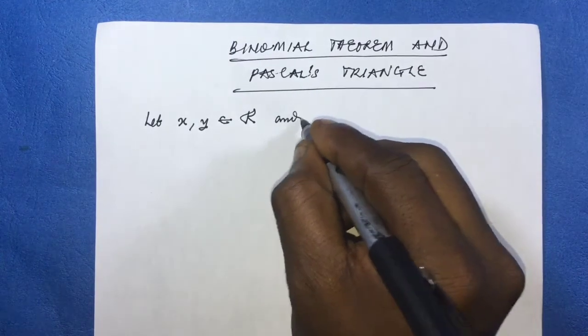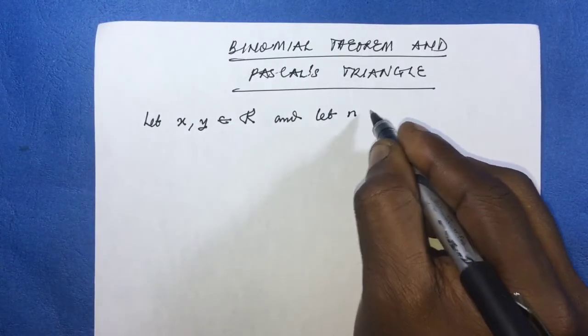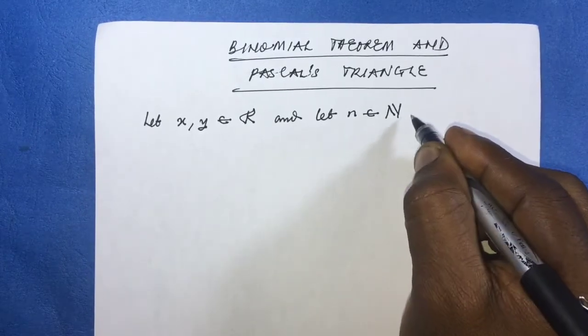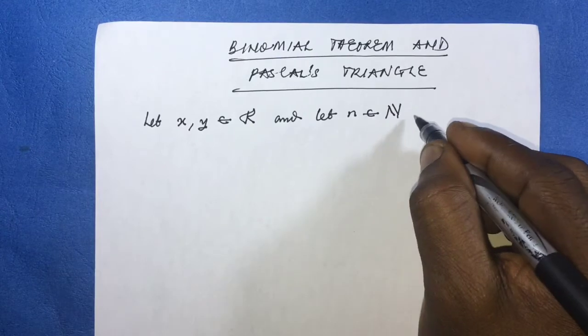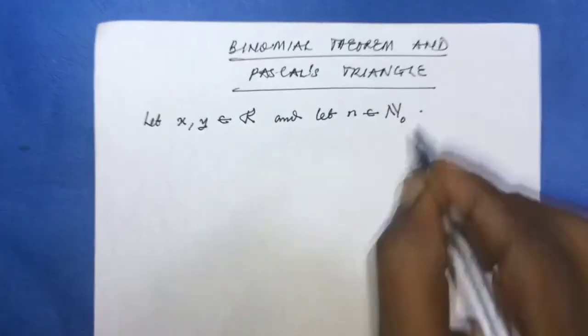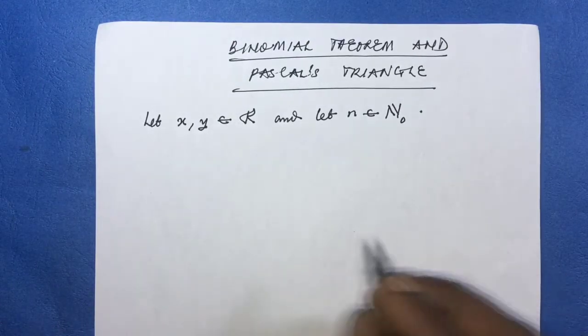And in particular, let n be a natural number. A natural number, in this case, including 0. Okay? Then, what is called a binomial?